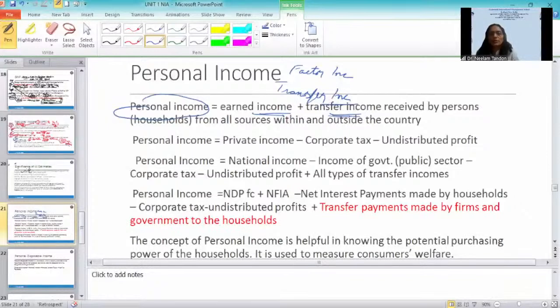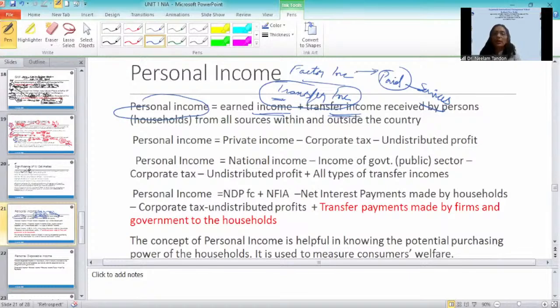Okay, so what is transfer? Factor income, you know, factor income is you render your services. Factor income, you as factors of production, you render your services, and in return you are paid for rendering your services. So you get paid for the services you have rendered is factor income. So land, labor, and capital, they get factor income in terms of rent, wages, salaries, interest, and profit.